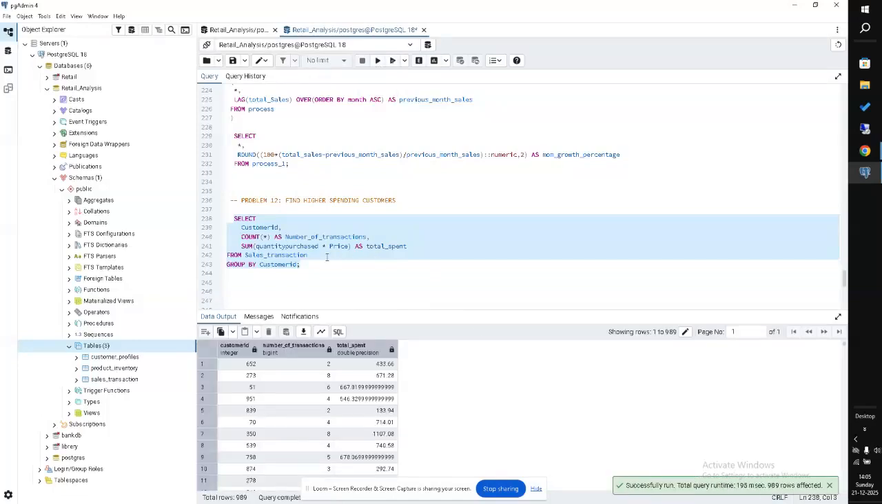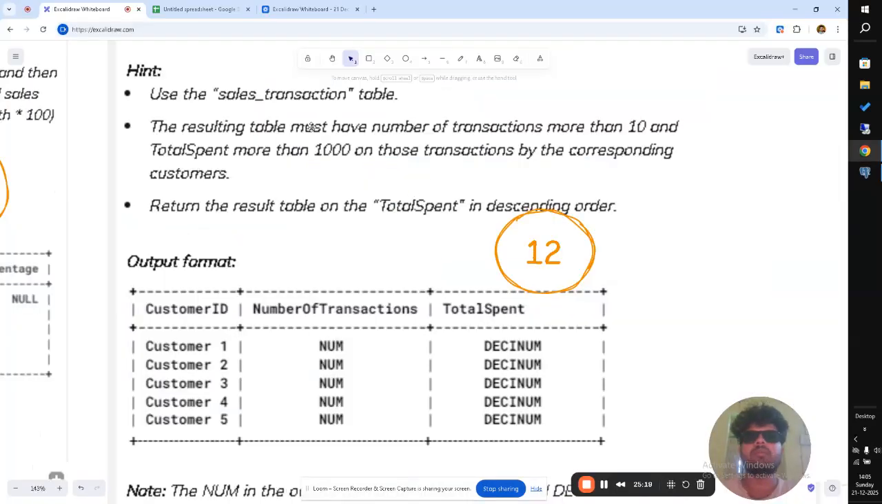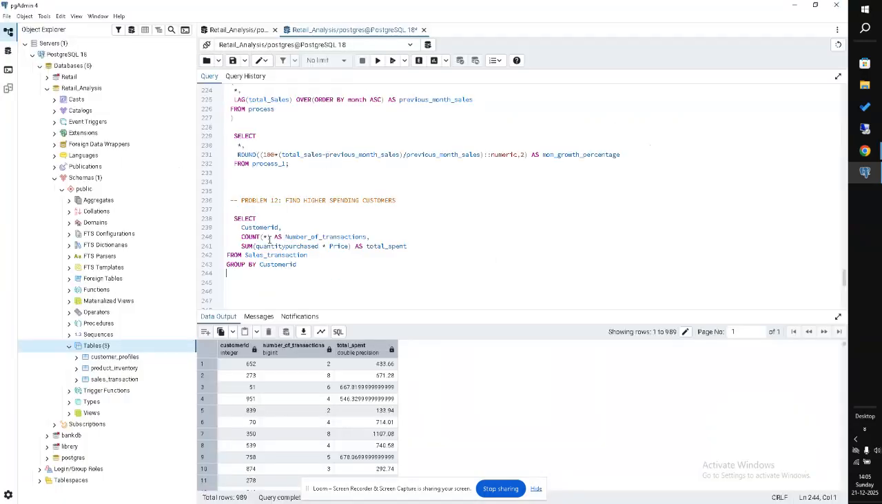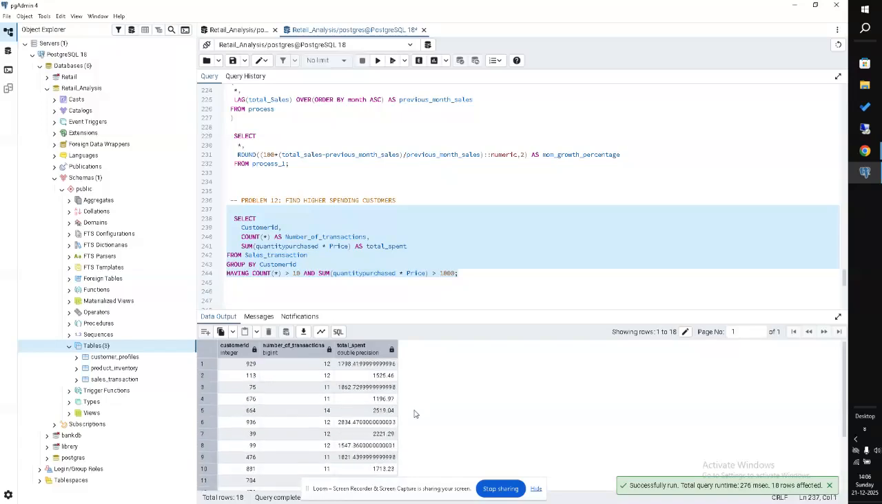Okay, but we want the number of transactions to be greater than 10. Number of transactions more than 10 and the total spend more than 1,000. So having count greater than 10, yes, 10, and sum of purchased, this one, greater than 1,000. That's it. This is the requirement they are asking.